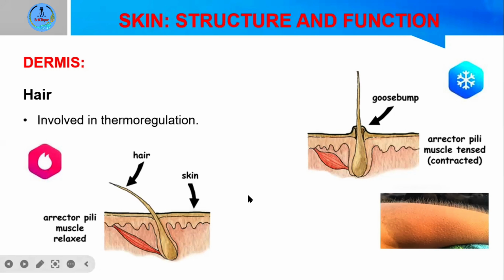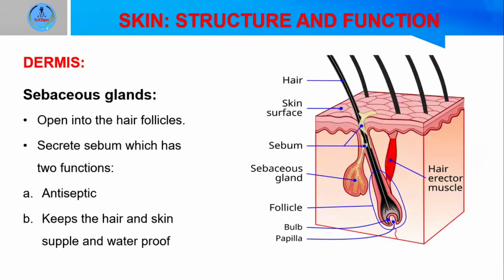Now, moving on to the next structure of the dermis, the sebaceous glands. Now, the sebaceous glands open up into the hair follicles, you see? Now, they produce a fluid known as sebum. Sebum has two functions. Number one, it's antiseptic. Antiseptic means that it has the ability to kill microorganisms that are found on the surface of the skin. Now, the other function is that it keeps the hair and skin supple and waterproof. Now, this is our own natural moisturizer. By the way, this is something that you would have noticed.